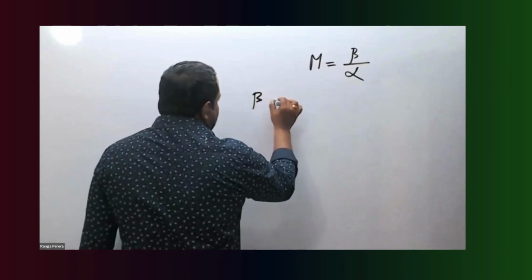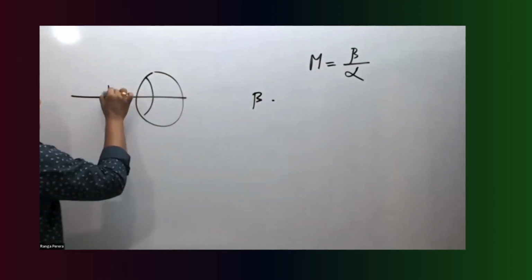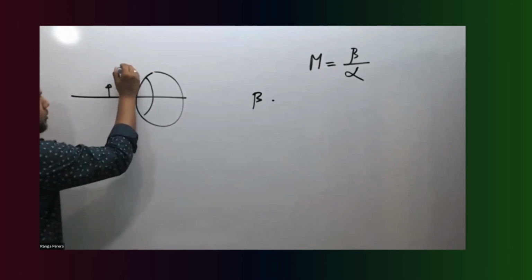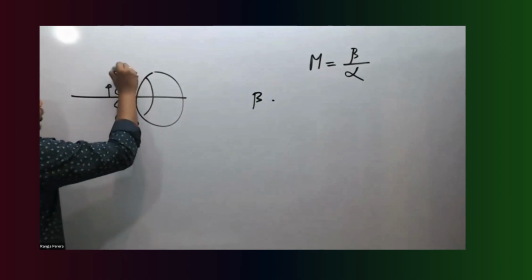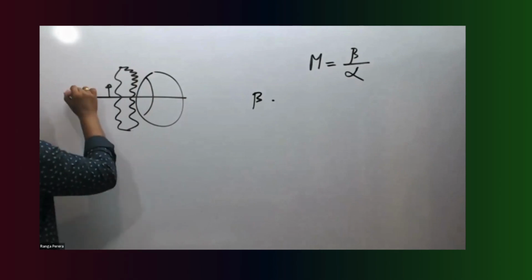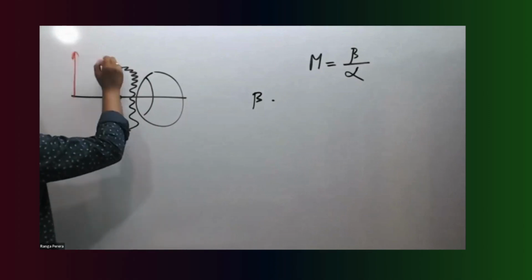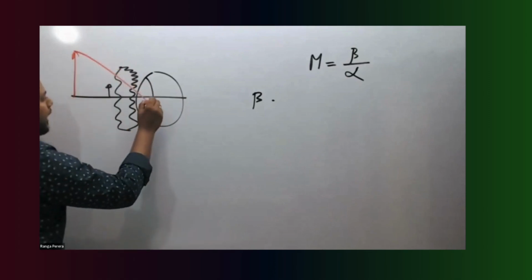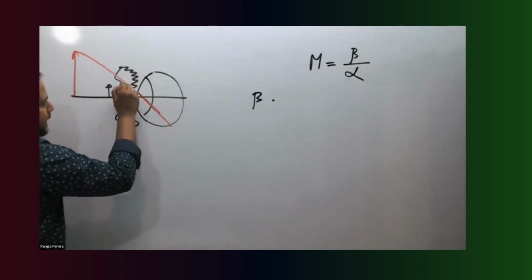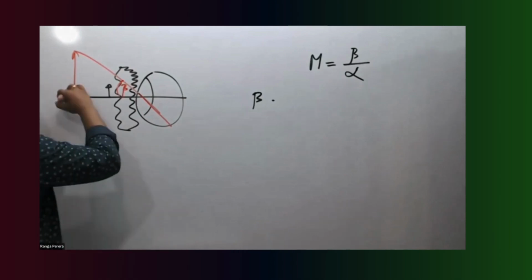Beta. What is beta? Let's say this is your eye, and you place your object in front of it, and you may place a kind of microscope. Because of the microscope, the image forms somewhere here. The image forms here, and it provides an angle on your eye lens, that is beta. So beta means the angle projected on your eye by the final image. This is the final image.